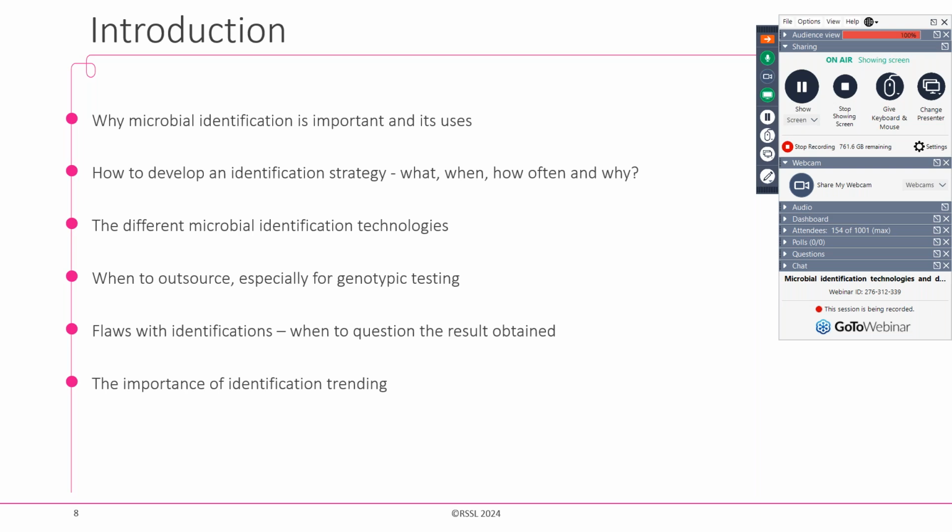Then we'll be having a look at some of the different identification technologies available. Annette's mentioned MALDI-TOF, and that's certainly a key technology, but we'll look at some others as well. We'll also consider questions of outsourcing, particularly if we have a requirement to perform genotypic testing. We'll also consider when things go wrong or flaws with identifications, and a little bit about trending as well.